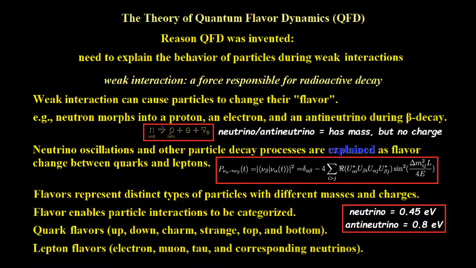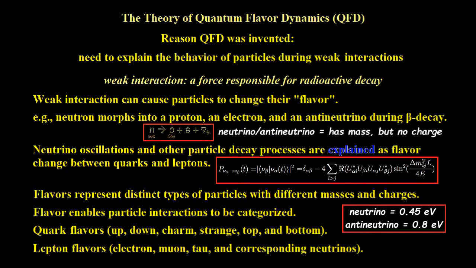Okay, and this thing that they had to invent was the quantum flavor dynamics, QFD. So we have quantum chromodynamics, quantum field theory, and this is quantum flavor dynamics. Okay? They have to invent all these categories, subcategories, in order to explain different aspects. It just kept getting more and more complicated.